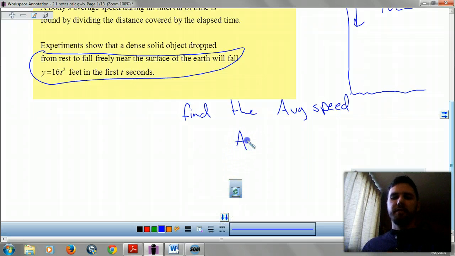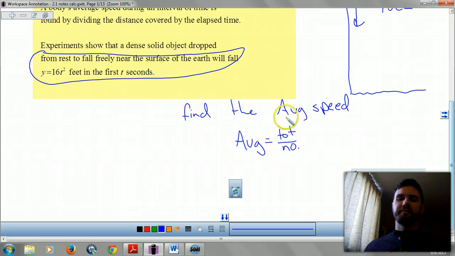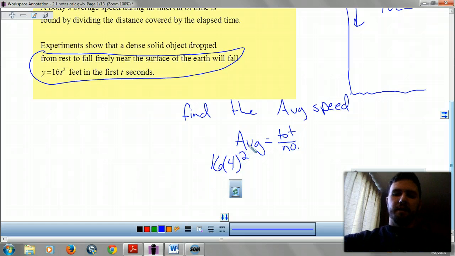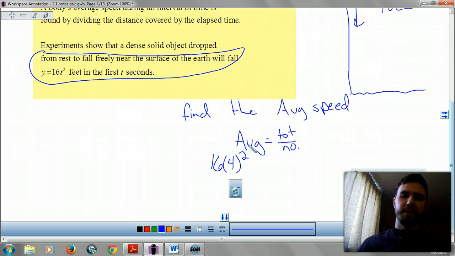We know average is your total over the time it's been going. You know, like miles per hour, how many miles you went in 1 hour. So first we have to find that total. To do that, we plug our number of seconds into the equation, right? So we see how far it actually fell. Well, we get 16 times 16, which is 256, right? Yeah, I just had to double check. So that penny's fallen 256 feet.